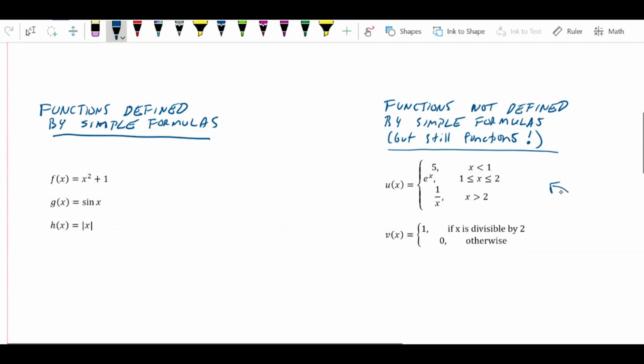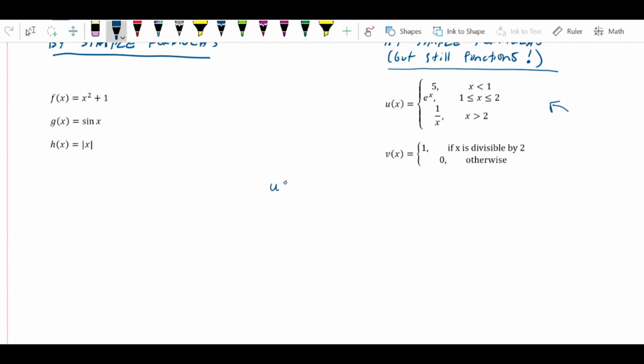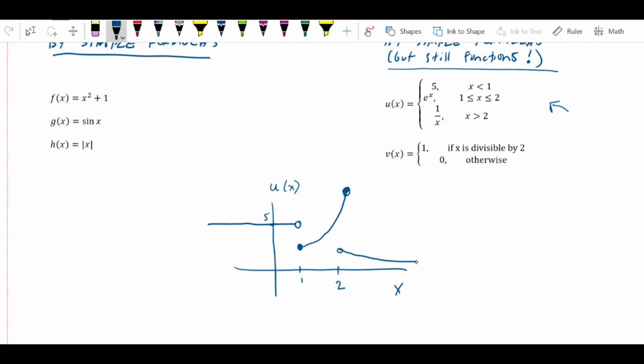It's a rule nevertheless. So just for example, if I were to graph the function u of x here, we can see that if that's 1 and that's 2, as long as the x value is less than 1, it has a value of 5. And for 1 to 2, it looks like the exponential function, and then after 2, it's going to look like a reciprocal function like that. So that's a function that has a fairly complicated rule.